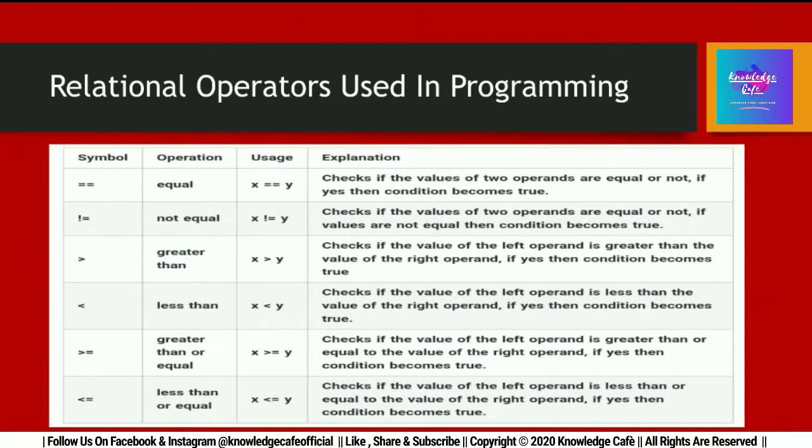Now let's see what are the different types of relational operators used in programming. As you can see, there are 6 relational operators used in programming, that are equal, not equal, greater than, less than, greater than or equal, or less than or equal.